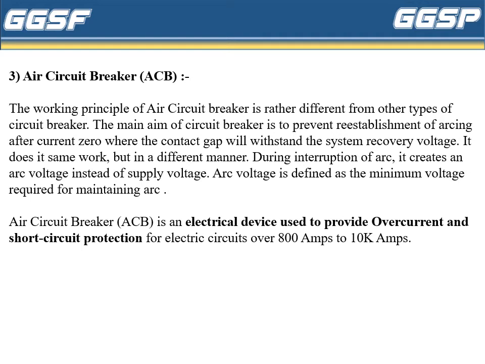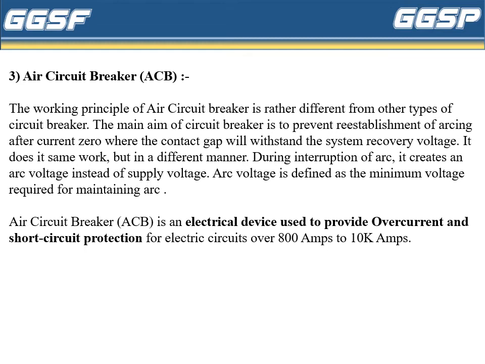The third type of LT circuit breaker is the air circuit breaker, that is ACB. The working principle of the air circuit breaker is rather different from other types of circuit breaker. The main aim of the circuit breaker is to prevent re-establishment of arcing after current zero, where the contact gap will withstand the system recovery voltage. It does the same work but in a different manner. During the interruption of the arc, it creates an arc voltage instead of supply voltage. Arc voltage is defined as the minimum voltage required for maintaining the arc.